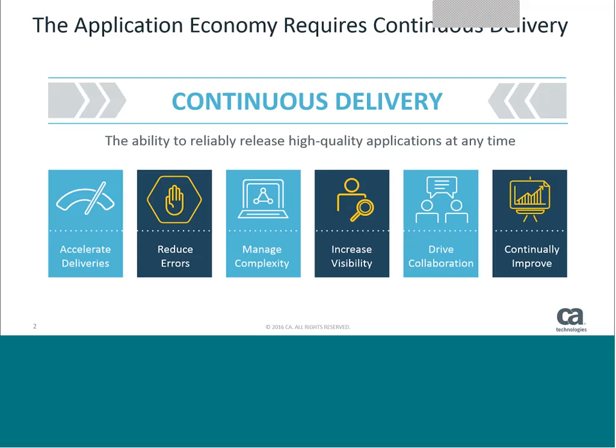Okay. So continuous delivery is the ability to reliably release high-quality applications at any time. What are the details of this ability? They are written over here. First of all, you should be able to accelerate your deliveries. You want to maintain the high quality, so you still want to reduce errors, of course. Your releases are complex because you have many small releases done by different teams, and you want to be able to manage this new complexity.